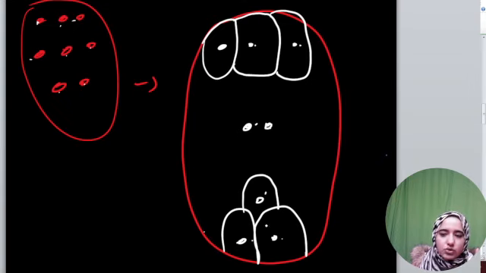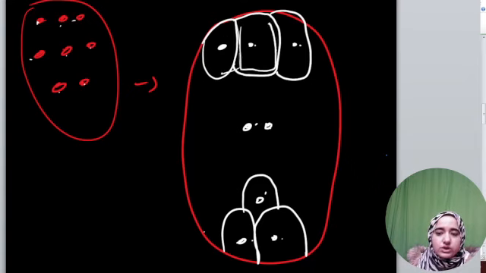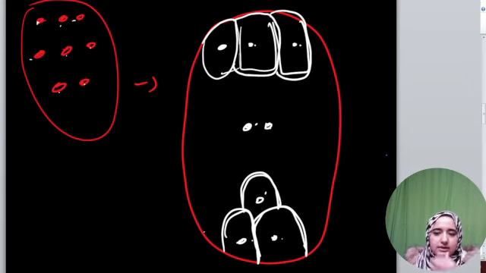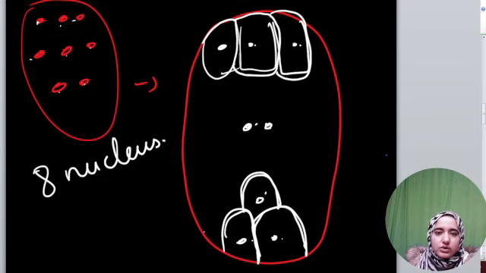8 nuclei in total. Now cytokinesis occurs in these 3 cells, 1, 2, 3. They will get converted into cells. These 3 also got converted into cells, 1, 2, 3, right? That means in total we have 8 nuclei, but how many cells? This one cell, 2 cells, 3 cells, right?